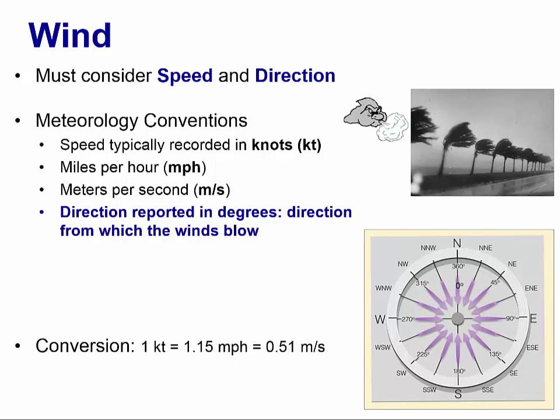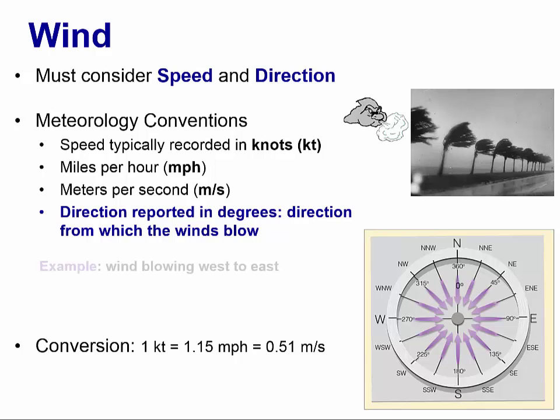Wind direction, on the other hand, is reported in degrees, and the standard convention in meteorology is to record the direction the winds are blowing from. We can visualize this using the compass in the lower right-hand portion of your screen. By definition, winds blowing north to south, or from the north, is defined as 0 degrees, and then that direction increases as we move clockwise around the compass.